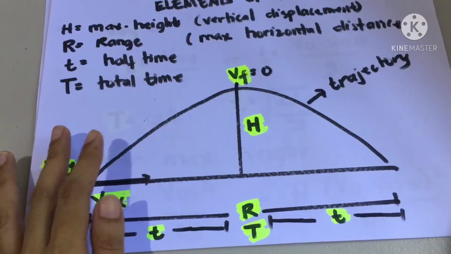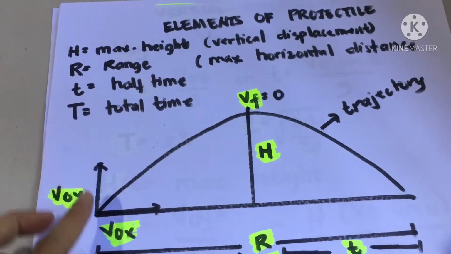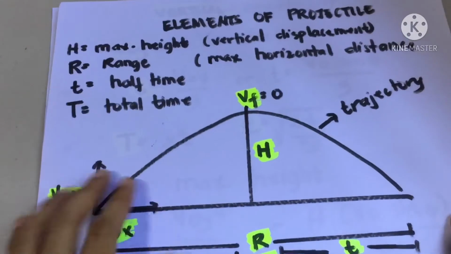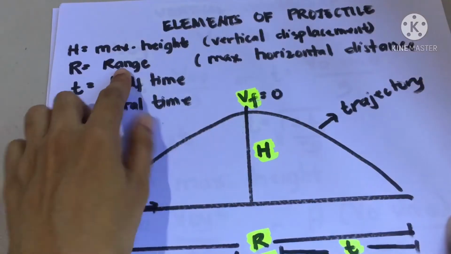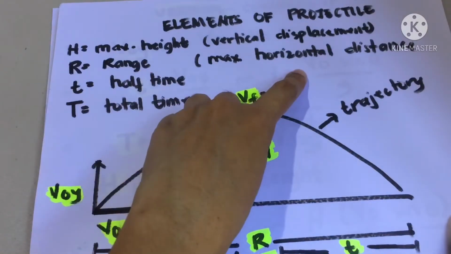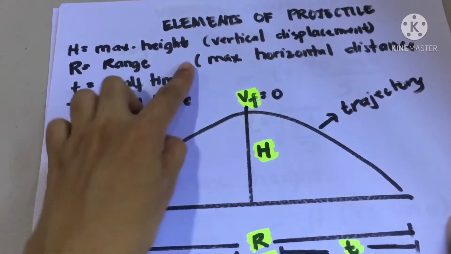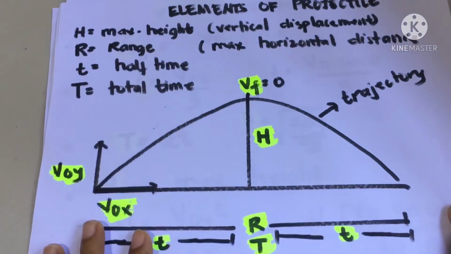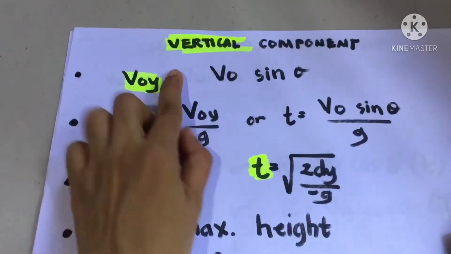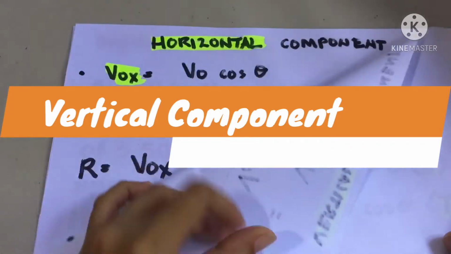Now, take note that there are three factors in projectile motion. We have the time of flight, that is the entire duration while the projectile is in its trajectory, and then range, the maximum horizontal distance traveled by the projectile. And of course, our maximum height, which is the maximum vertical displacement traveled by the projectile in its trajectory. Okay, so this time, we are going to talk about the two components of a projectile. We have the vertical and of course the horizontal.